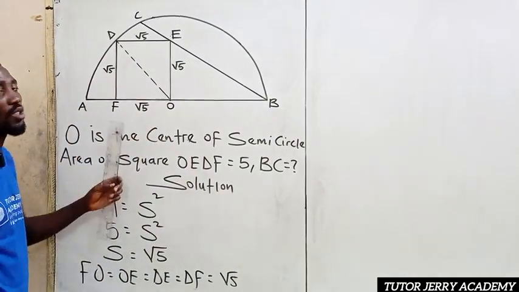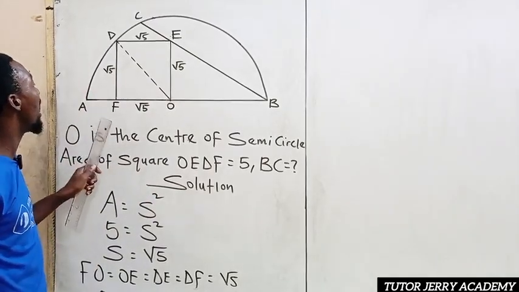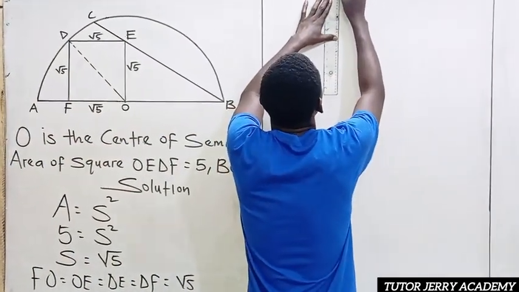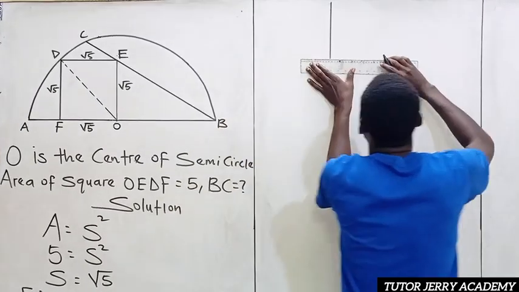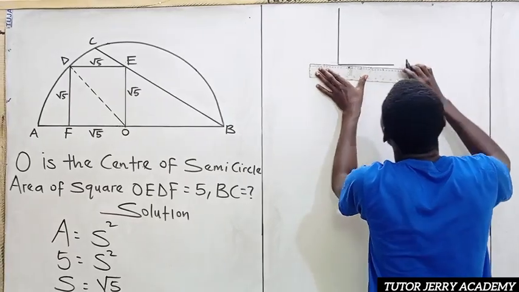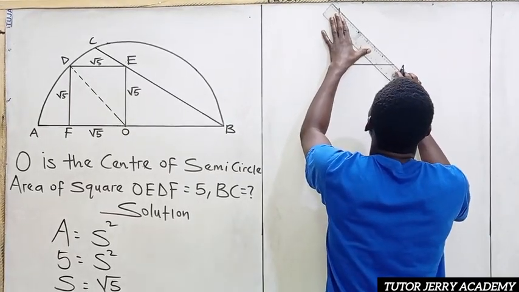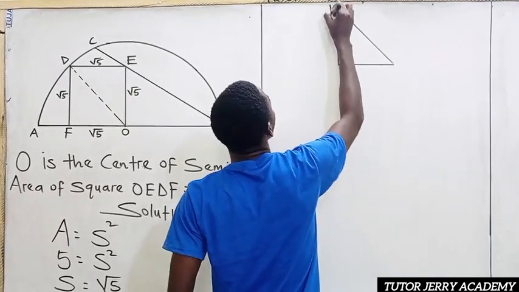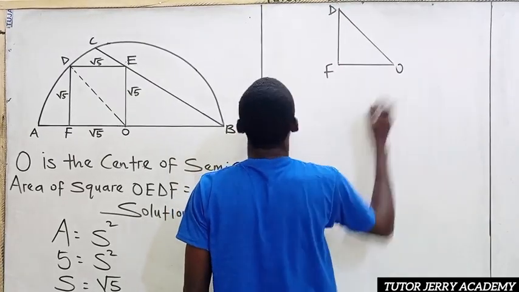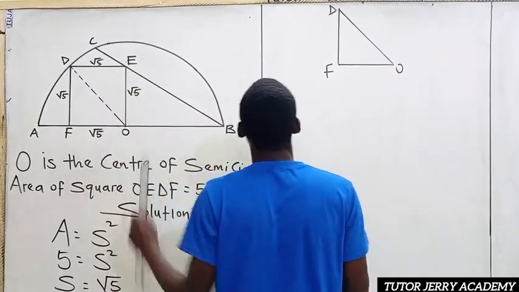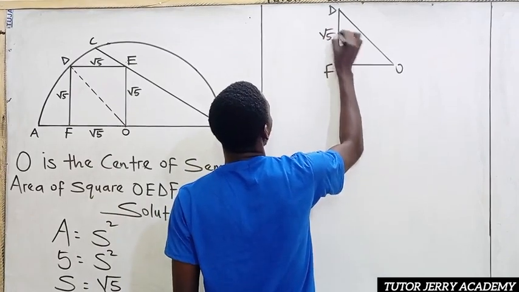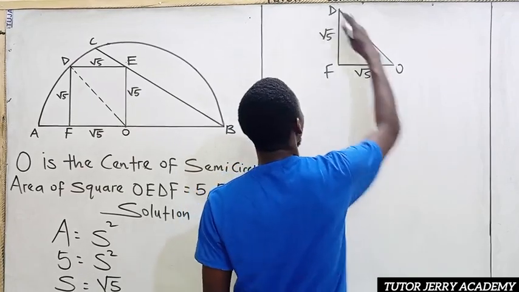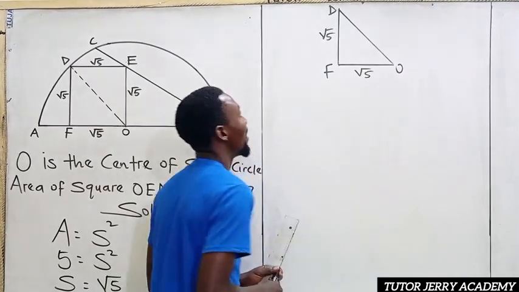Now you can see that we have a radius here, so now we can bring out triangle DFO. Triangle D, F, and O. You can see that our DF is root 5, and our FO is also root 5. We don't know our DO, so let's look for our DO.